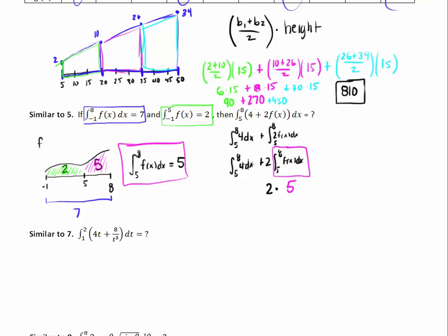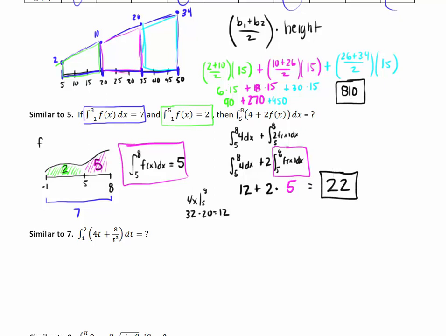Then we have the integral of 4 from 5 to 8. So we can antiderivatize that, and we get 4x evaluated from 5 to 8. What is that? 32 minus 20, which is 12. Okay, so this is going to be 12 plus 2 times 5, which is 10, gives us 22. Final answer.